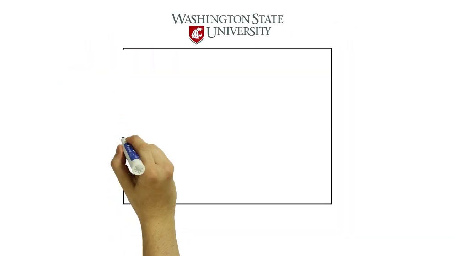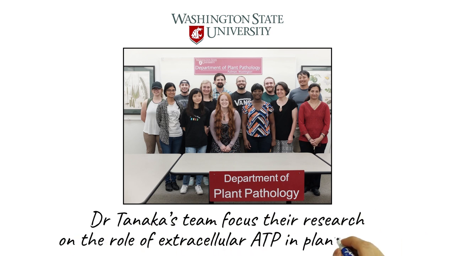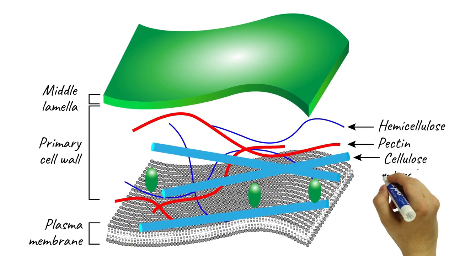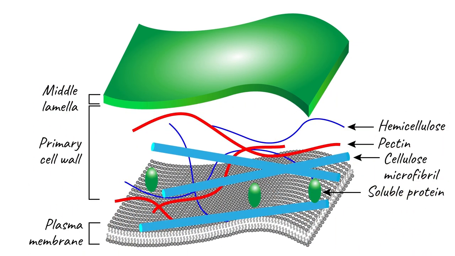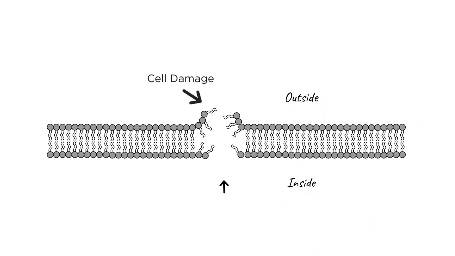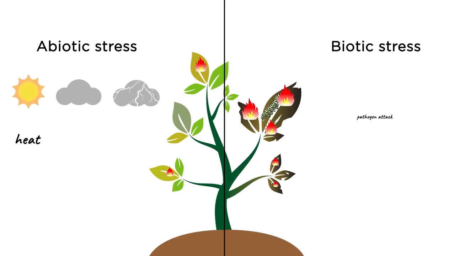Dr. Tanaka's team at Washington State University focus their research on the role of ATP in plant defense. Plant cells are protected by a thin membrane inside a strong protective wall. When cells are damaged mechanically, wounded by munching herbivores, or attacked by pathogens, ATP is released. ATP is also released when there is no visible cell damage.